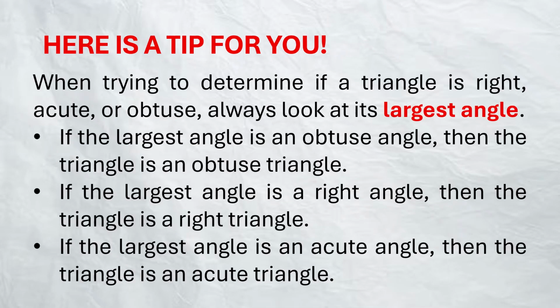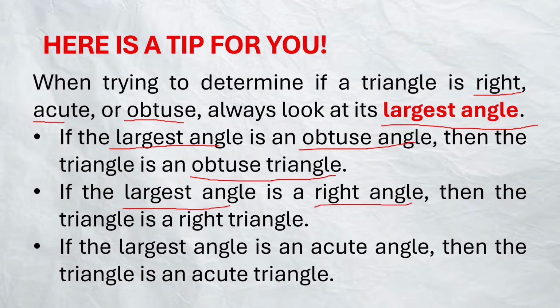Here are some tips for you to be able to determine if a triangle is right, acute, or obtuse. Always look at its largest angle. If the largest angle is an obtuse angle, then the triangle is an obtuse triangle. If the largest angle is a right angle, then the triangle is a right triangle. And if the largest angle is an acute angle, then the triangle is an acute triangle.